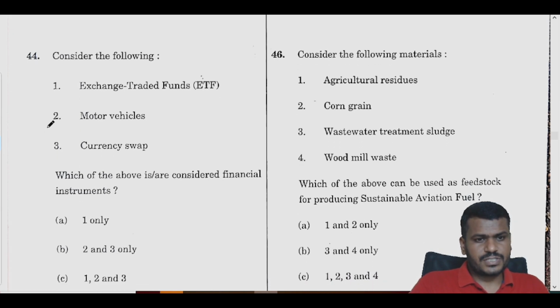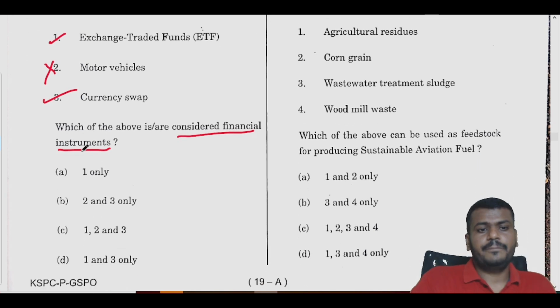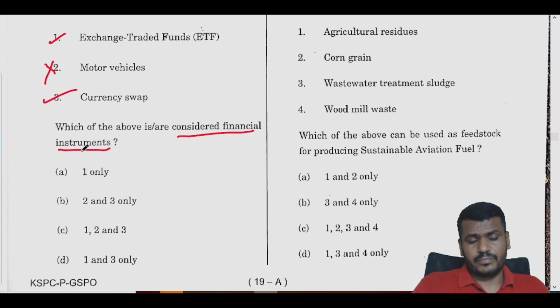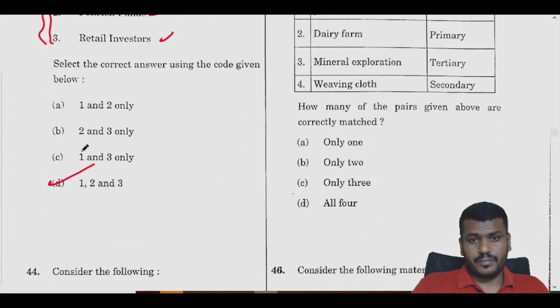Next, consider the following: exchange traded funds, motor vehicles and currency swap. Which of the above are considered financial instruments? Definitely exchange traded funds are a financial instrument. Motor vehicle, how can you say it is a financial instrument? No, it is not a financial instrument. Currency swap, yes, definitely a financial instrument. Financial instrument means you can keep it and raise money, but you cannot keep motor vehicles and raise the same amount of money you purchased them for, because they always become second hand.